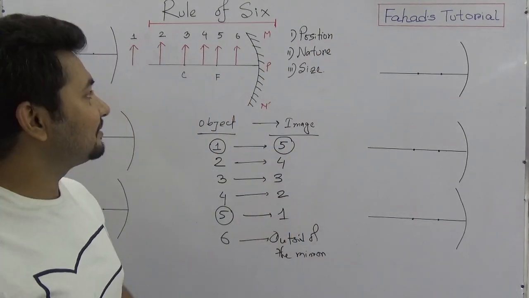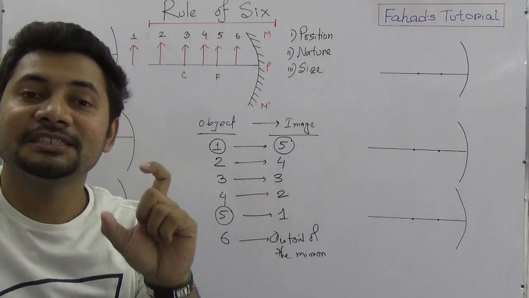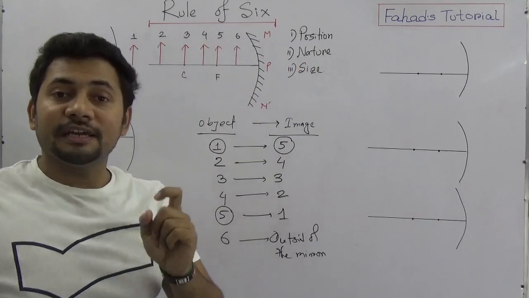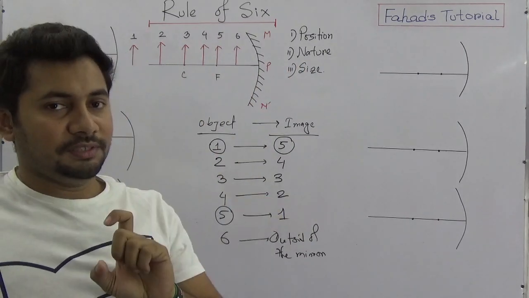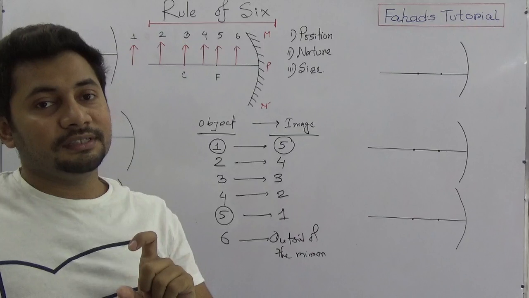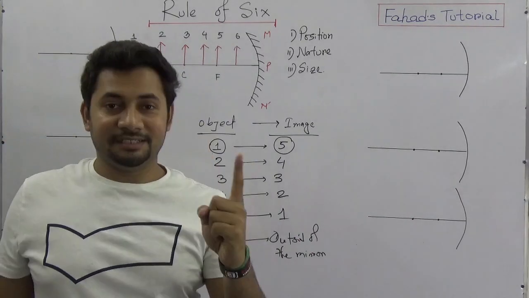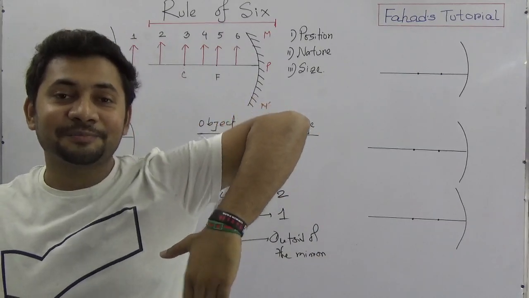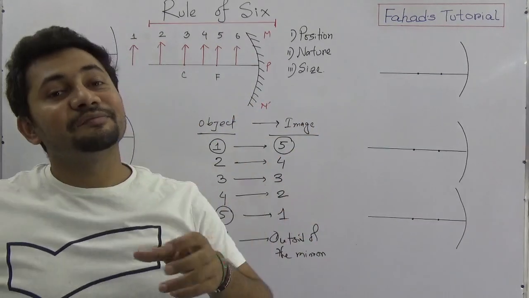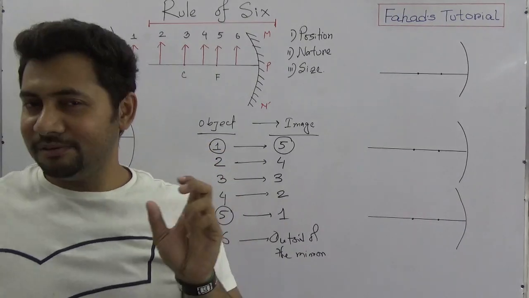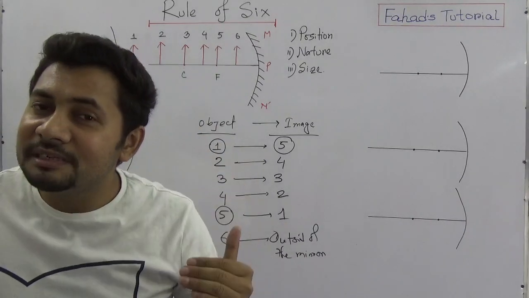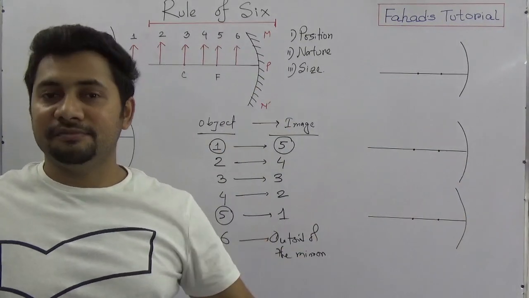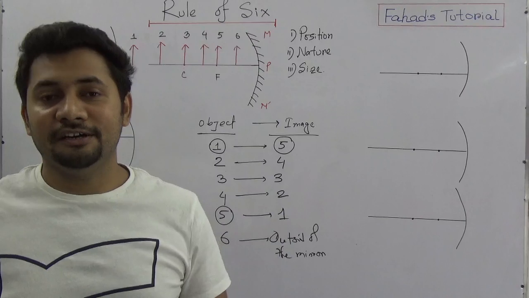In some cases, the position can be in 6 places like this. The nature can be real or virtual, erect or inverted. If it is erect, that means it's upright, and this is the inverted. In case of size, the image can be equal to the object, extremely diminished, diminished, magnified, or extremely magnified. So it depends on the position of the object.